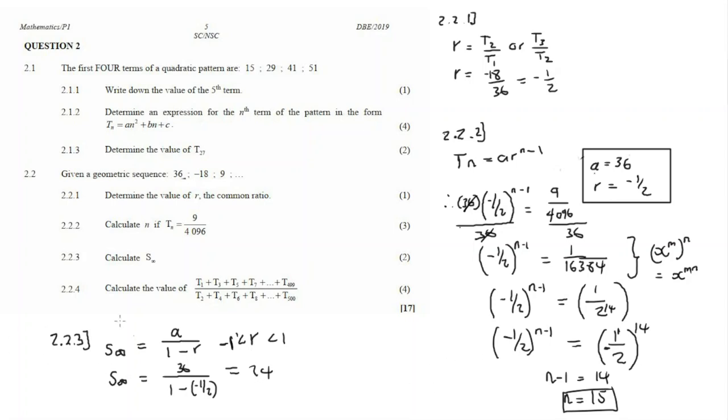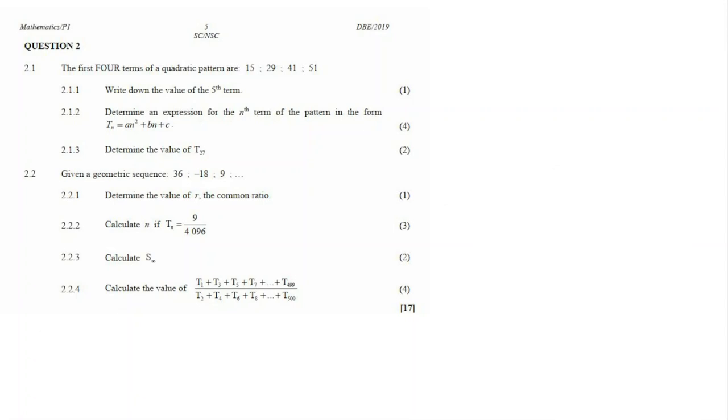Now for the last question, 2.2.4. So there are several ways of tackling this question, 2.2.4. We are given this fraction, and it seems like there is a series in the numerator as well as a series in the denominator, but we must calculate the value of this thing, right?